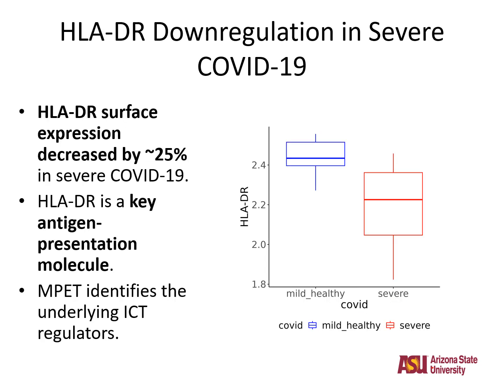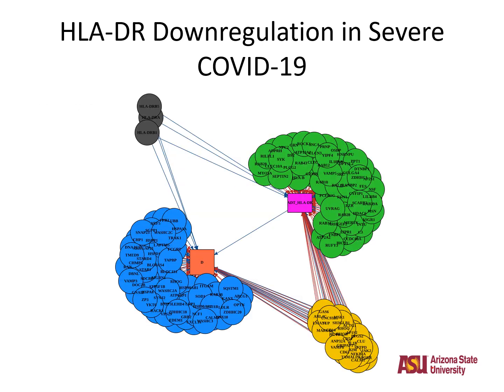We next examine HLA-DR, a key antigen presentation molecule and an established marker of immune dysfunction in severe COVID-19. As expected, HLA-DR surface expression was reduced by approximately 25% in severe cases compared with healthy controls and mild disease. We then use MPET to investigate whether this reduction could be explained by dysregulated ICT.